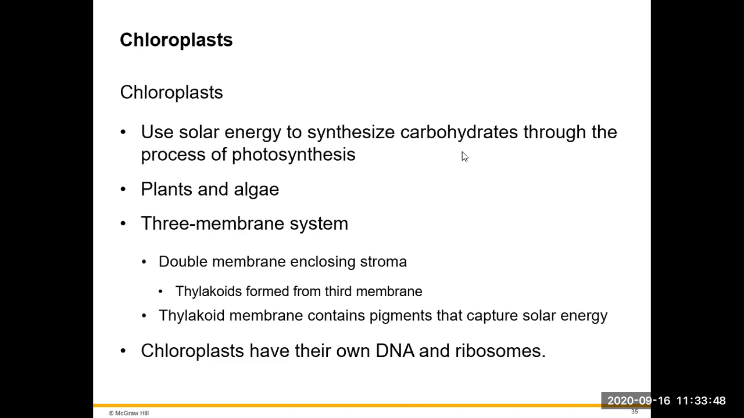This class is a human biology class, and I might not ask you to know the plant structure in detail, but it is always a good idea to have a clear view of what chloroplasts are and how they relate to mitochondria, or how they appear similar to the mitochondria.